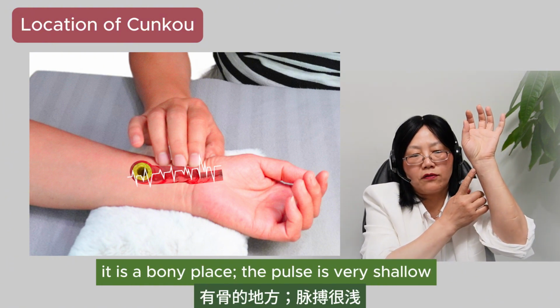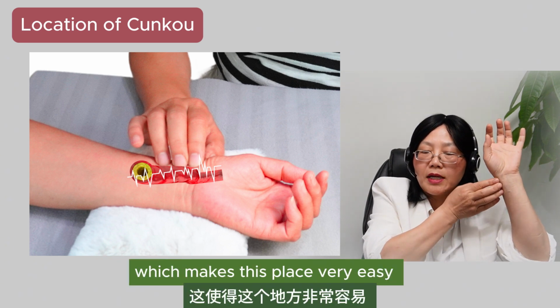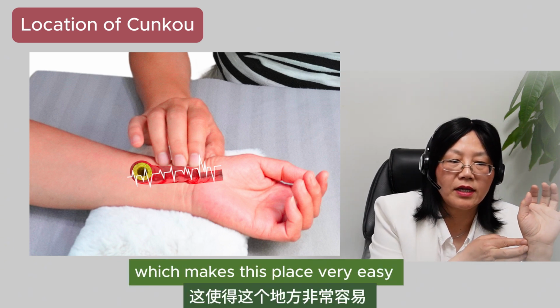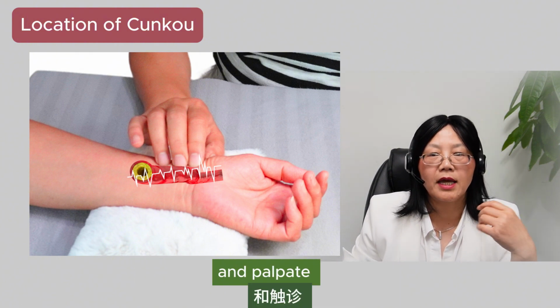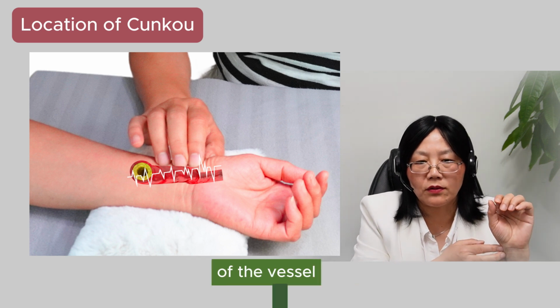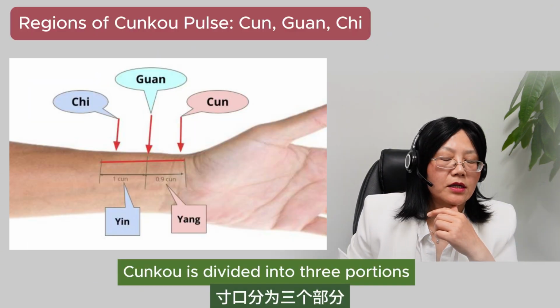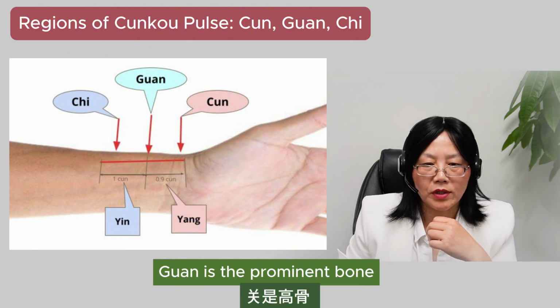The pulse is very shallow, goes through this area, which makes this place very easy to palpate the flow of the blood and palpate the quality or the texture of the vessel. Cunkou is divided into 3 portions, namely Cun, Guan, Chi, behind the wrist.